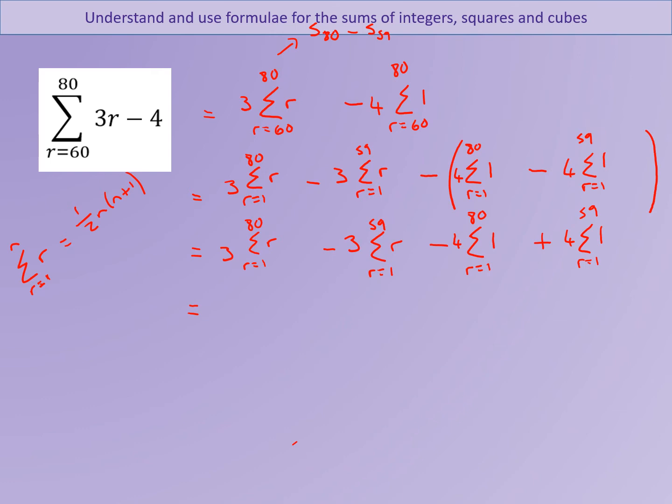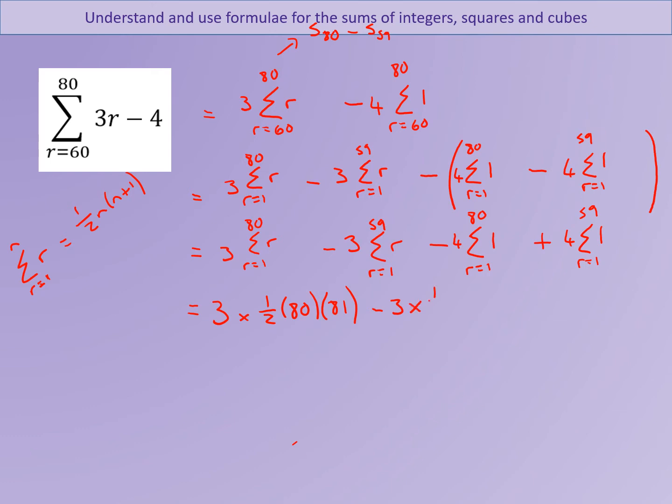So this one, the 3 at the front is just going to stay as it is. And the sum from r equals 1 to 80 is going to be a half times n, which is 80 there, times 80 plus 1, so that's 81. That is the first term. Then we've got minus 3 times, and I'm going to do the same sum again, but this time it's the sum from 1 to 59, so n equals 59 this time.